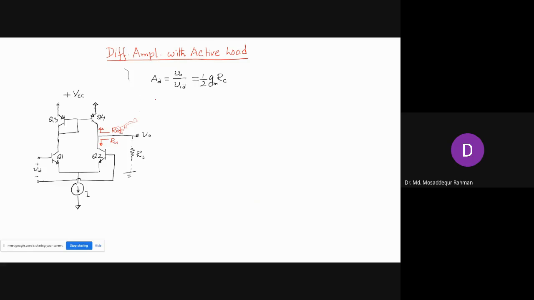RL can be taken as the parallel combination of R02 and R04. If we assume both are the same, then RL is half of R0, assuming that R02 is the same as R04 and both are R0. Okay, guys.